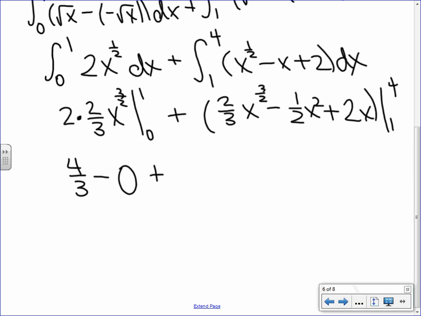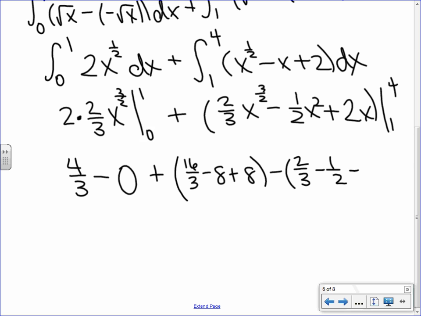When we plug in 4, 3 halves, what does that mean as a power? Square root and cube. So what's the square root of 4? Cube. That's 2/3 minus 1/2 times 4 squared plus 2 times 4, minus, when we plug in 1, 2/3 minus 1/2 plus 2.